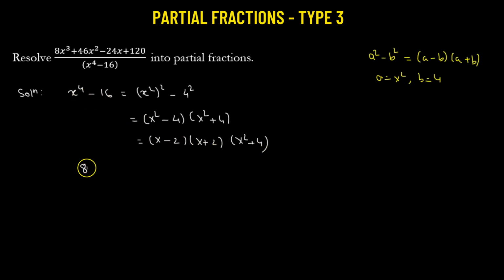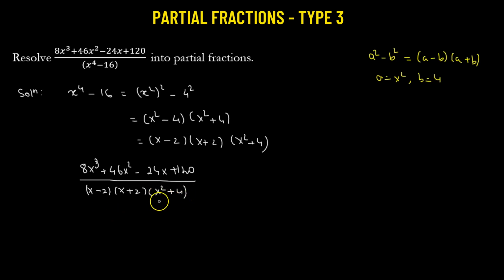Now we can rewrite our given original rational fraction: 8x cubed plus 46x squared minus 24x plus 120, that's the numerator, divided by x raised to the power of 4 minus 16, which we can write in terms of its factors as x minus 2 times x plus 2 multiplied by x squared plus 4. Because we have 3 factors in the denominator, we will suppose that this rational fraction can be broken down into 3 partial fractions.